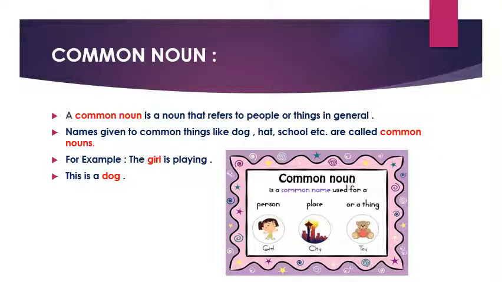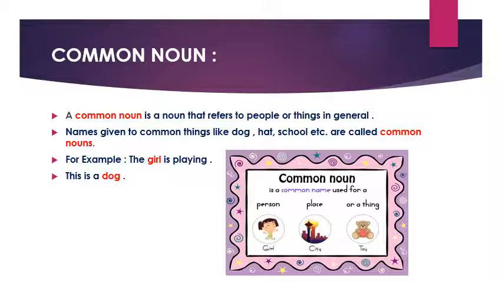Common noun. A common noun is a noun that refers to people or things in general. Means generally what we call anything, that is called common noun. Common nouns can be name of dog, hat, school, anything. If we call Delhi Public School, it means it is a particular name of a school, then Delhi Public School will be proper, but when we call it only school, it means it will be common.